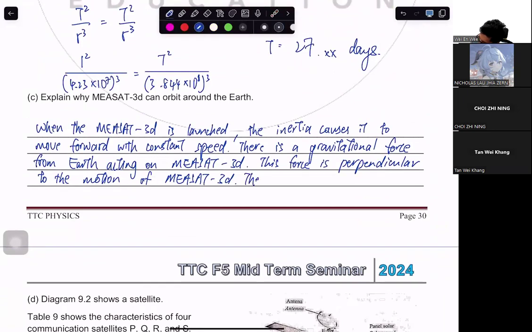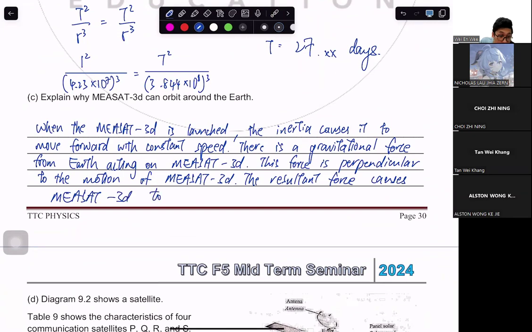So the resultant force causes the Miasat to orbit in circular motion. The resultant force causes the Miasat to orbit in circular motion. Okay, understand?